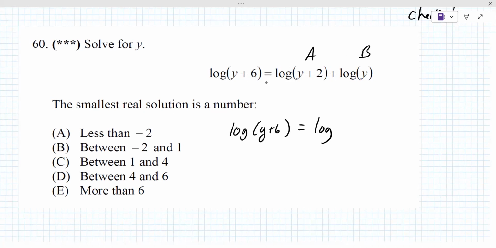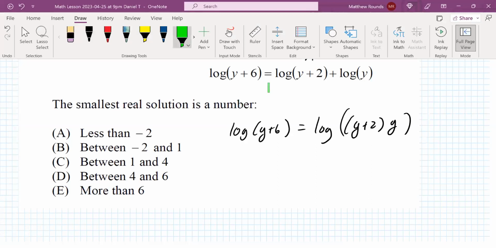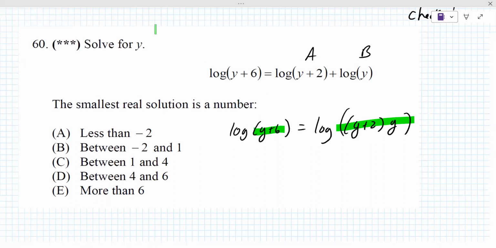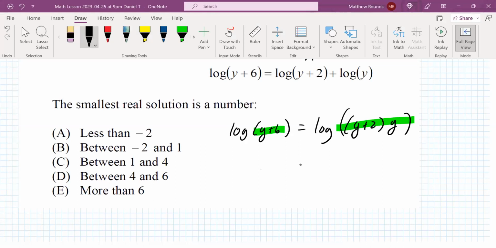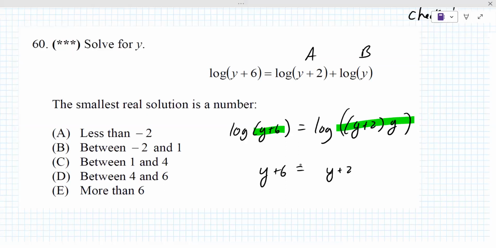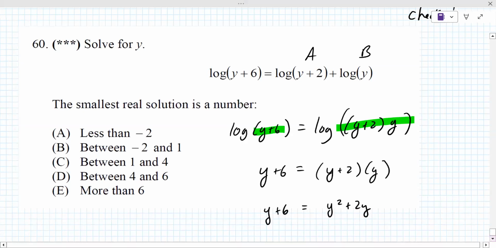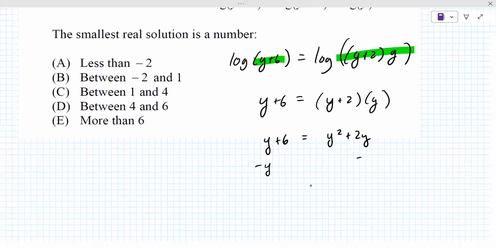So it's log of (y plus 2) times y. And now you can set the parts inside the log equal. Because it's the same logarithm, you can set those equal to each other. y plus 6 equals (y plus 2) times y. So this becomes y squared plus 2y. On the left, we're going to subtract y from both sides, subtract 6. y squared plus y minus 6 equals 0. If you don't like the 0 on the left, I move it to the right.